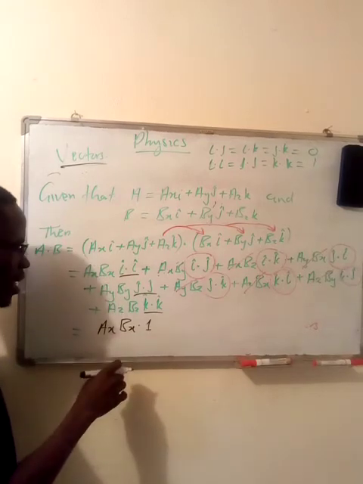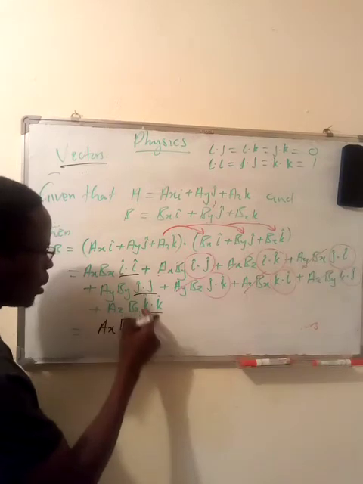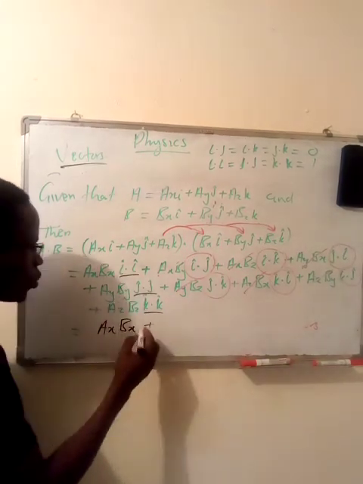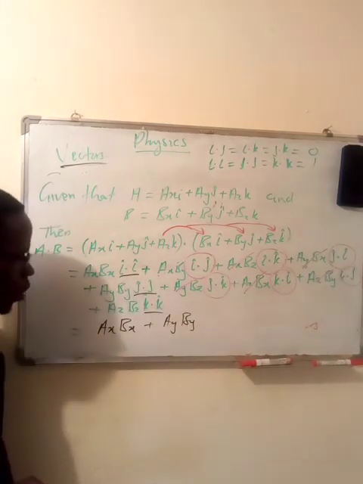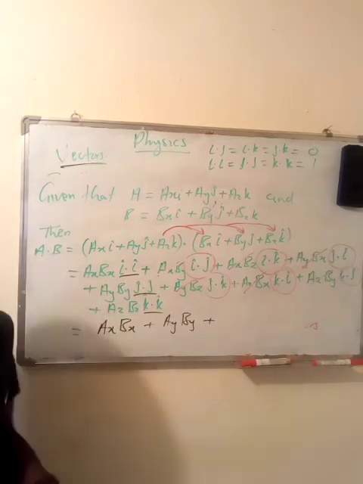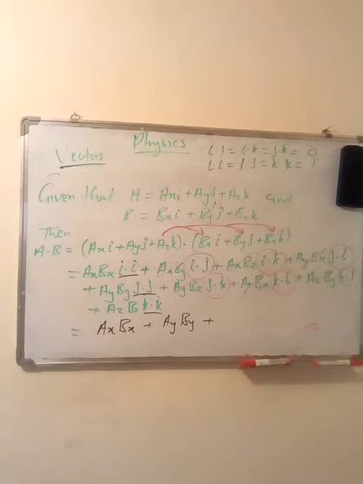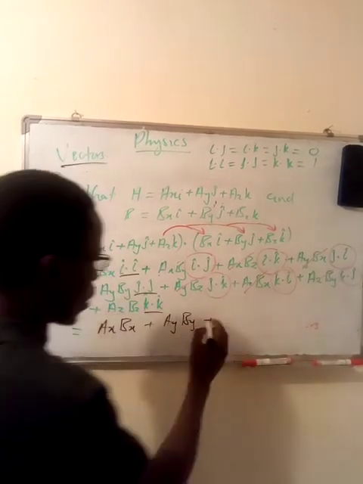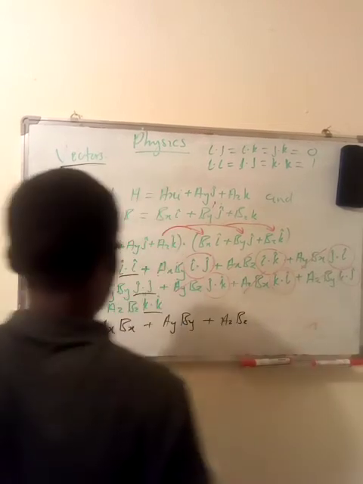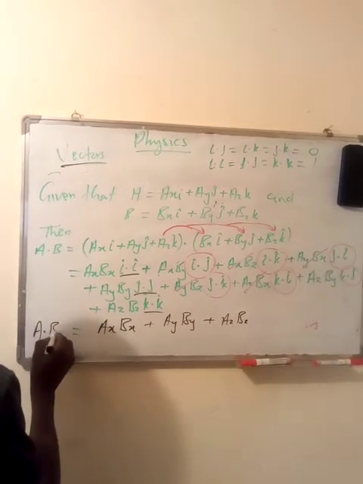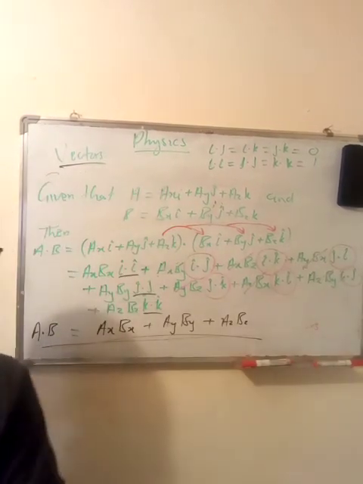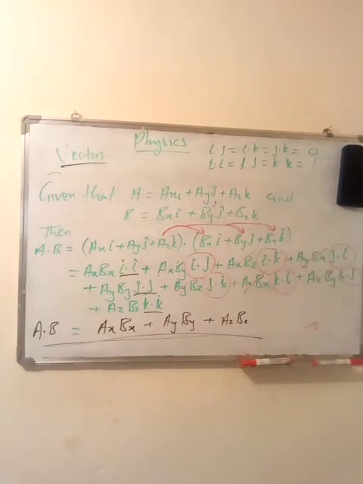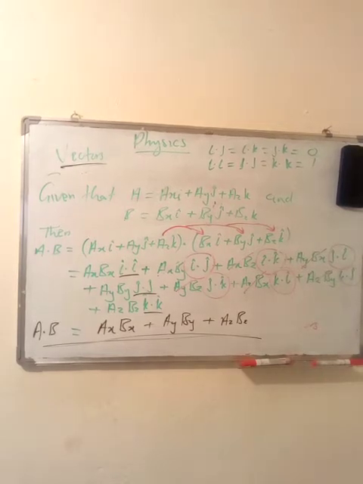So let's look at an example. Given that A is equal to 3i plus 2j minus k, and B is equal to i minus 4j plus k. Find the magnitude of A and the magnitude of B. This is something that we've been doing for quite some time.